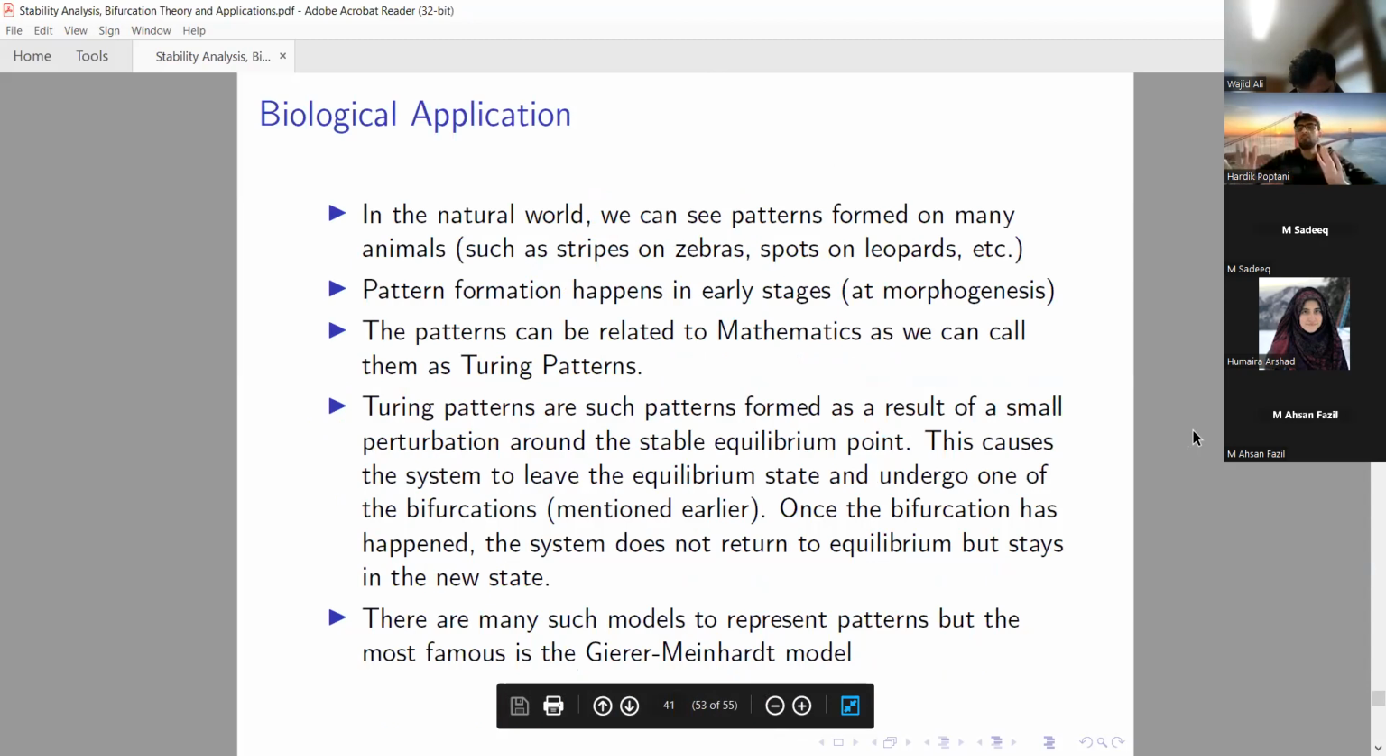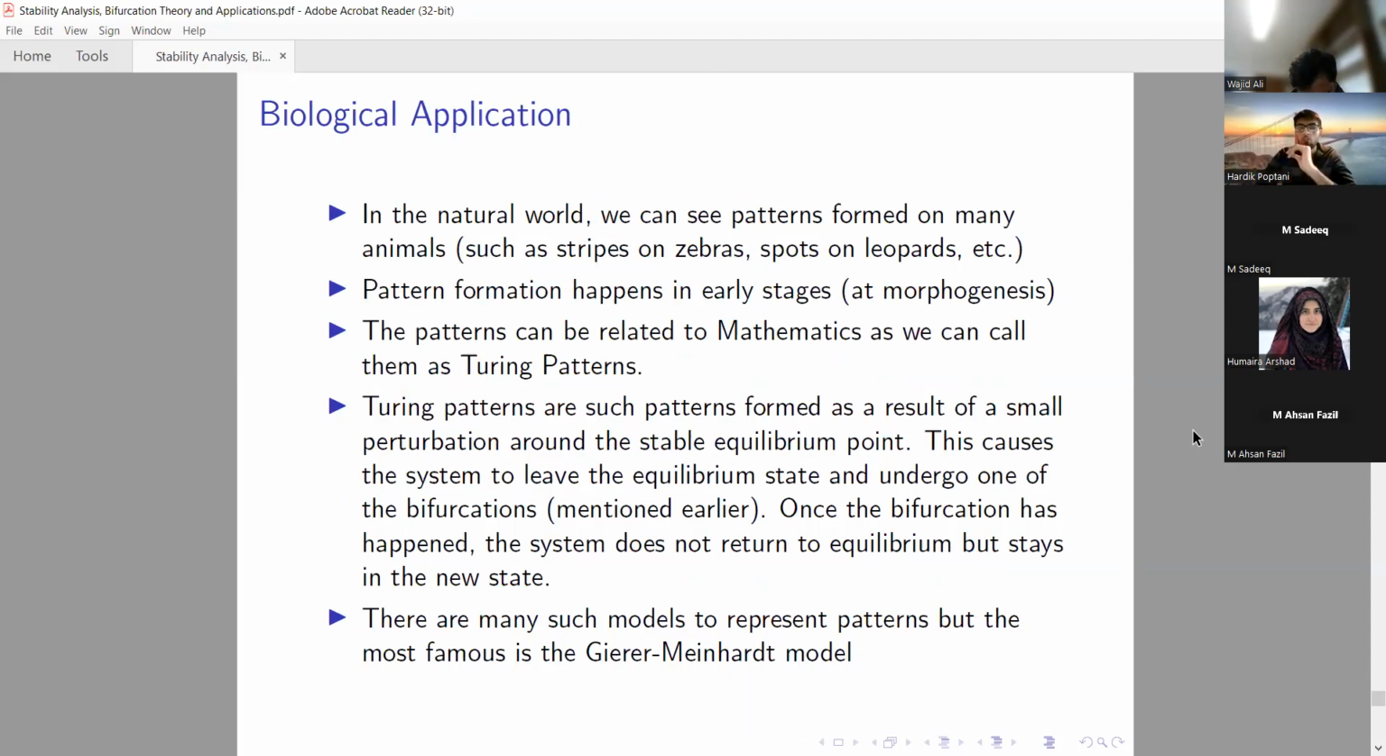Now that we've seen a long introductory part, we can look at a short, small biological application. In the natural world, we can see patterns formed on many animals, such as stripes on zebras and spots on leopards. Normally these patterns form at early stages of morphogenesis. These patterns can be related to mathematics, and we call them Turing patterns.